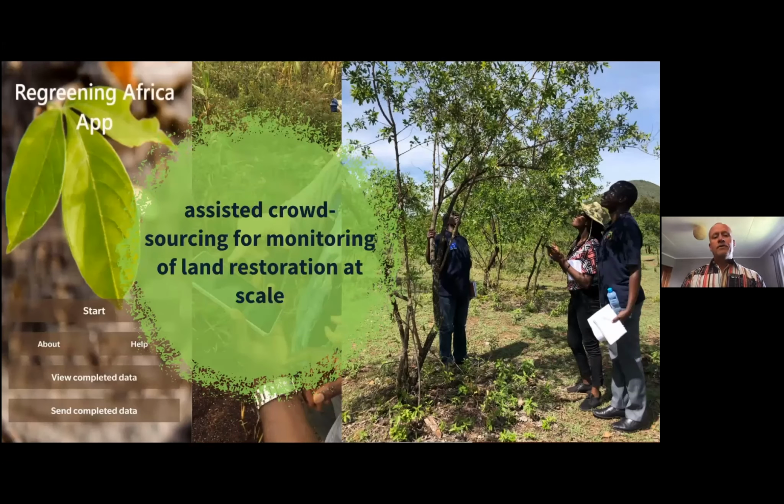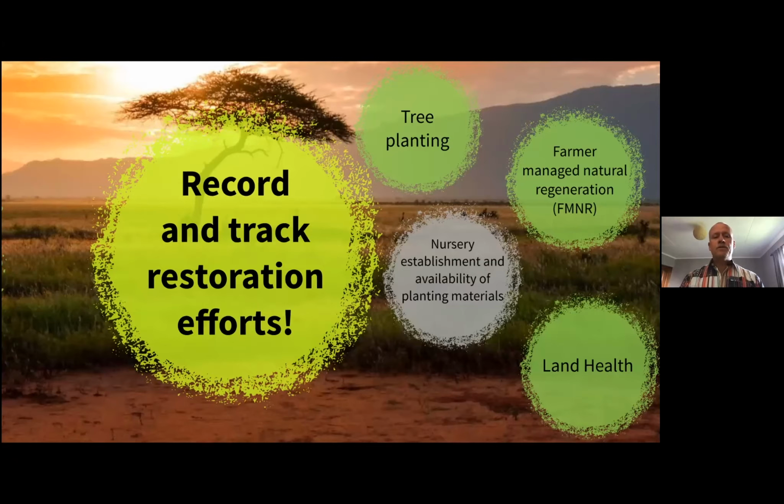It's around the recording and tracking of restoration efforts. And that includes tree planting, farmer-managed natural regeneration, and nursery establishment and availability of planting materials. So those are the three modules in the app. And then I'll be linking it to work that we're doing with land health, overlaying the information that comes out of the app onto maps of land health indicators that allows us to look at restoration.